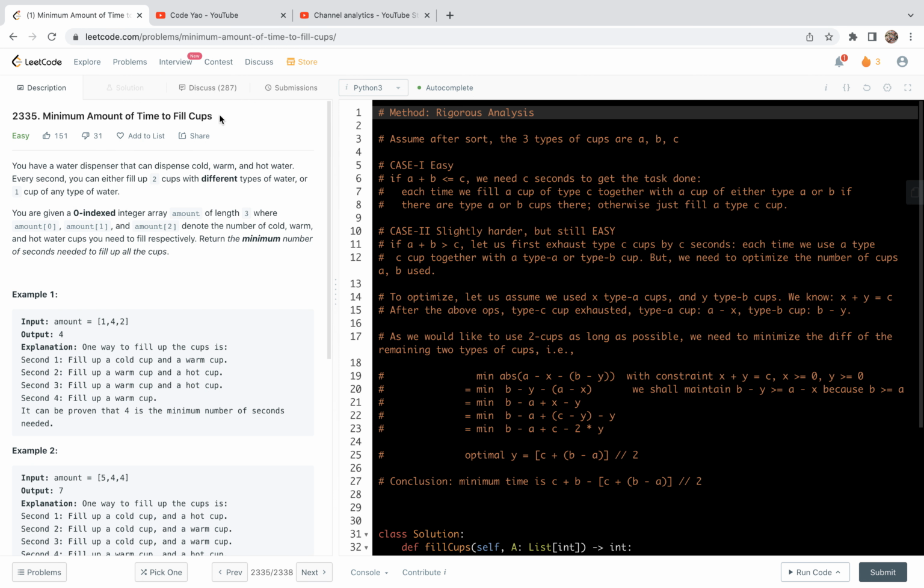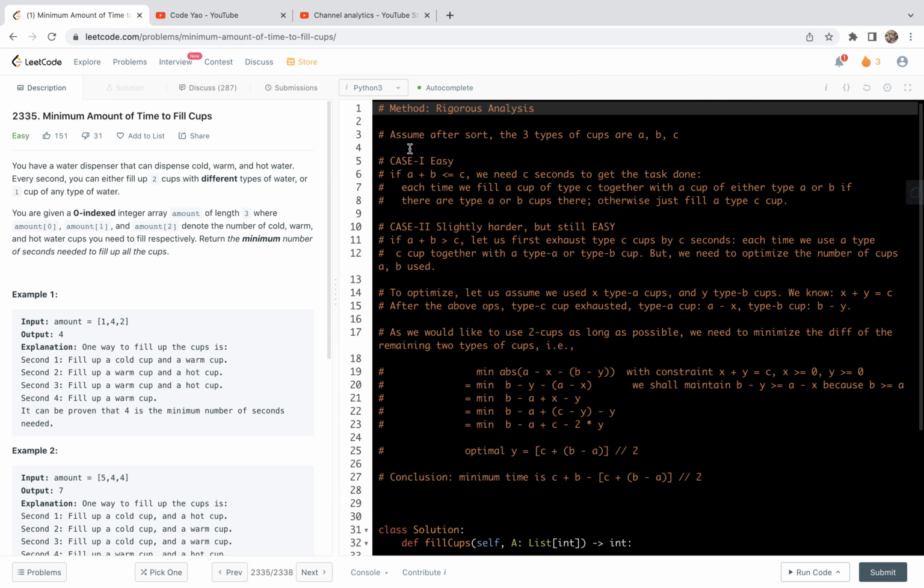Let's have a look at problem 2335, minimum amount of time to fill cups. For this problem, the code is not essential. Here our purpose is to give a rigorous analysis. We saw some solutions, but we feel that those solutions are not rigorous. So here we hope that we could do a rigorous analysis.